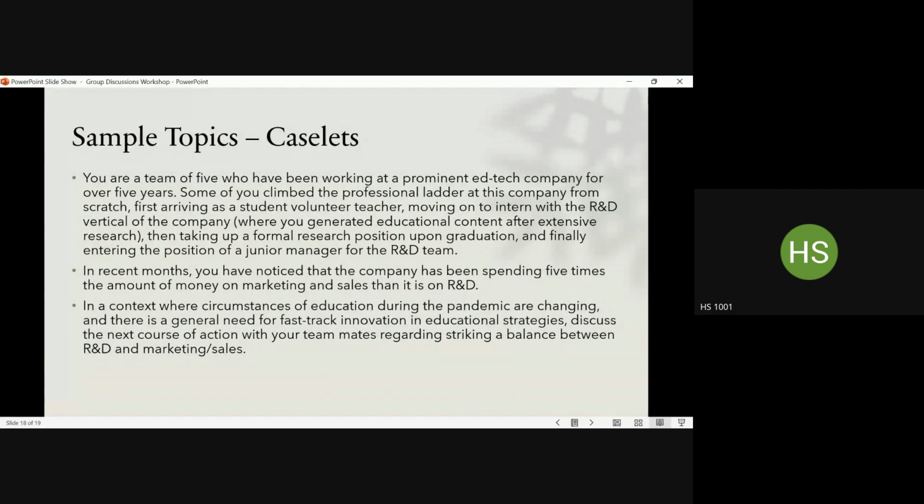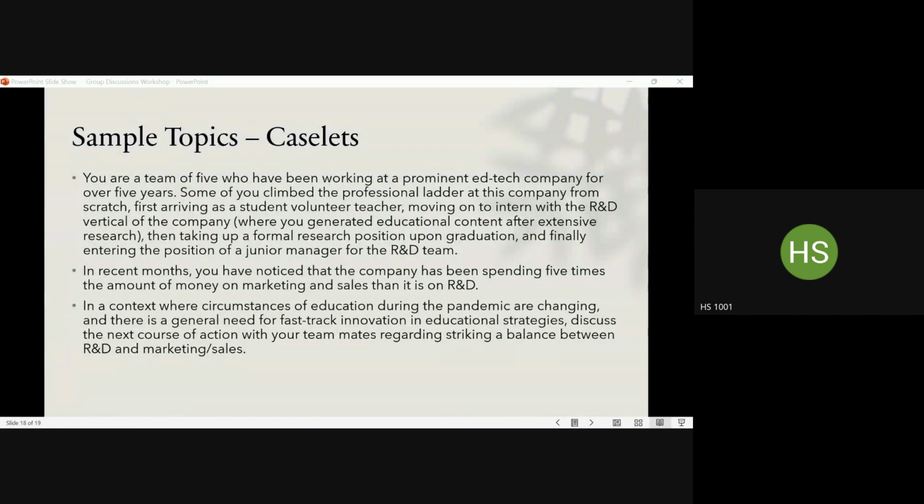In recent months, you have noticed that the company has been spending 5 times the amount of money on marketing and sales rather than it is on R&D. In a context where circumstances of education during the pandemic are changing and there is a general need for fast-track innovation and educational strategies, discuss the next course of action with your teammates regarding striking a balance between R&D and marketing or sales. This is your question.